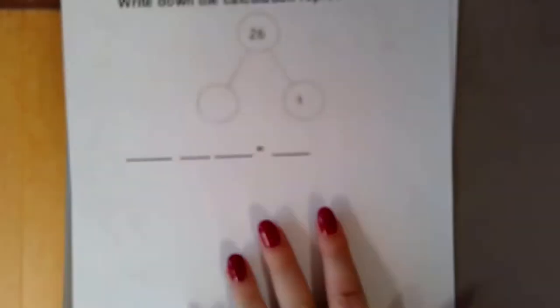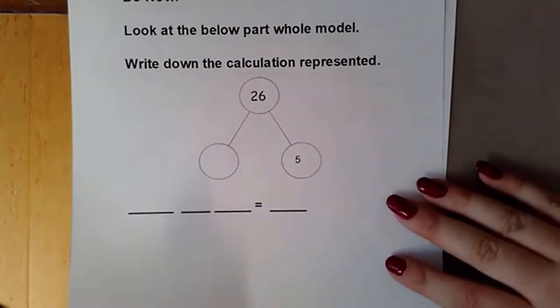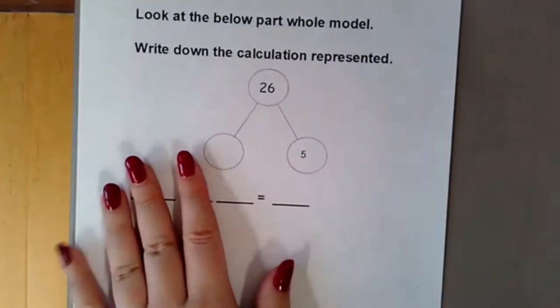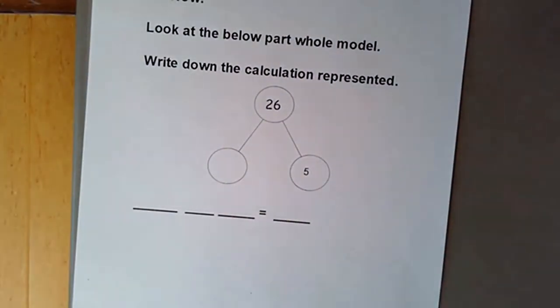Now, before I get you really excited about your bar models today, I'm going to show you your do now. The first do now, I'm going to model it just in case you've forgotten, and then you're going to have a go at the next question. So I'm going to flip my camera and show you what I'm talking about. You should be able to see the do now underneath the visualizer, and the do now task is a part whole model. Looking at the below part whole model, you need to write down the calculation that's represented.